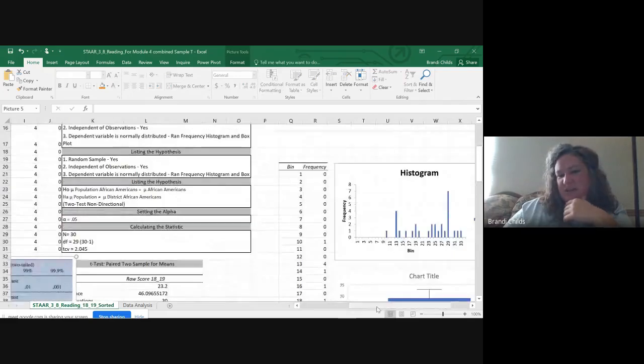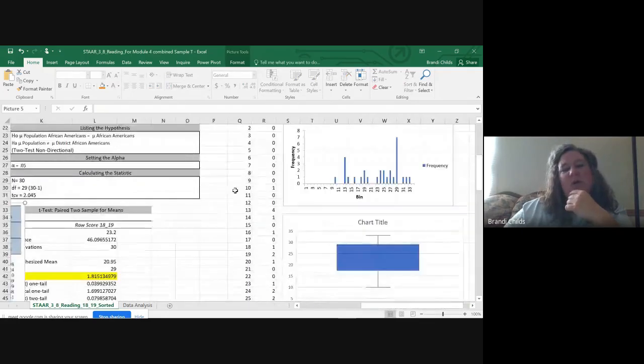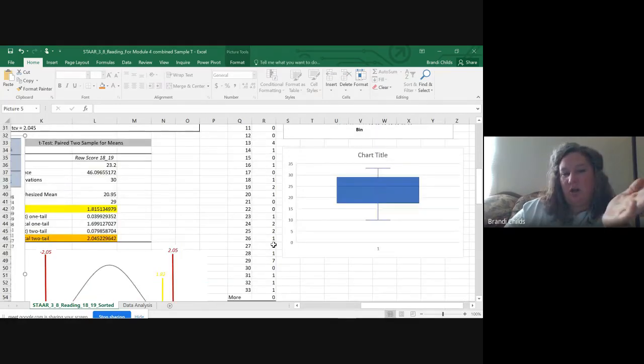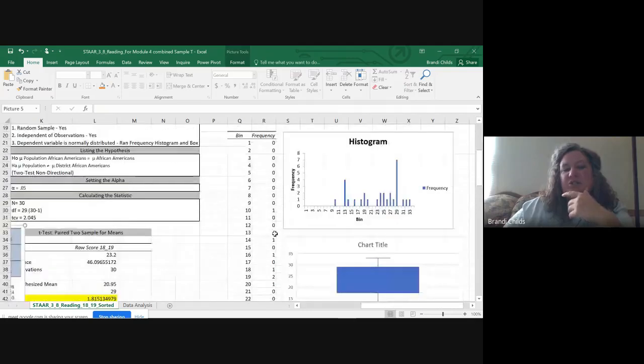But just a reminder on the histograms, of course, you make your bin table. And I went all the way up to 33 because that's the height. My scores went up to, I think, 32. So I stopped at 33 to include all. And then, of course, the frequency is just showing who made what.